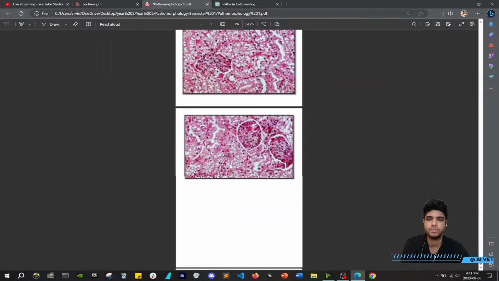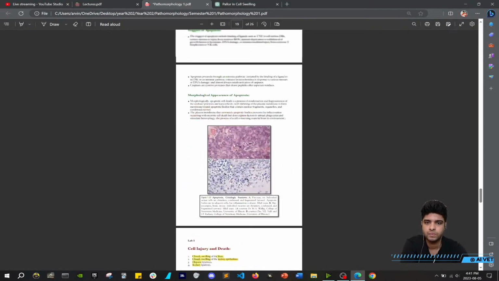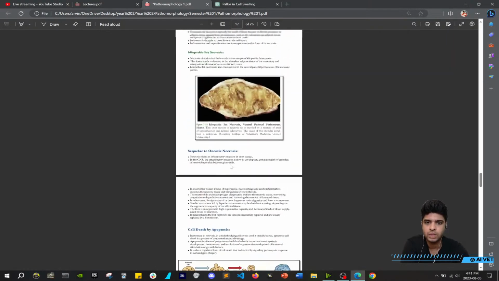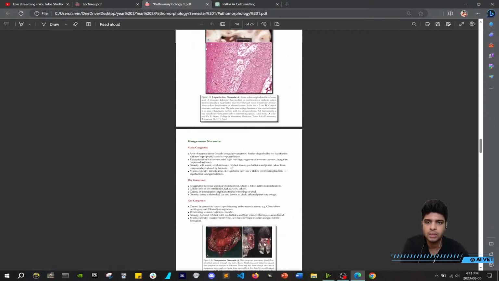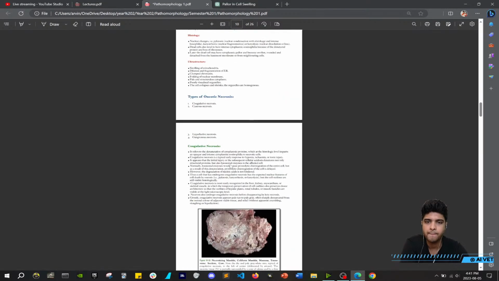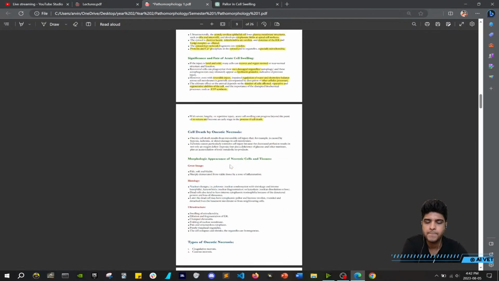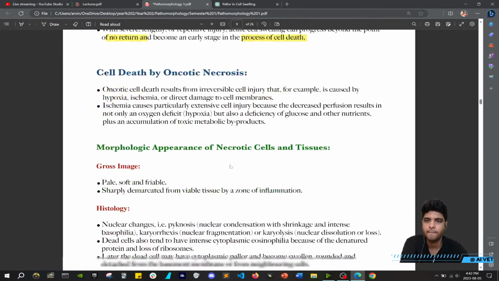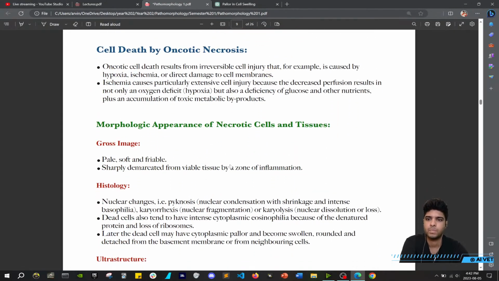Okay. So that's nice. And we have cell death by oncotic necrosis.